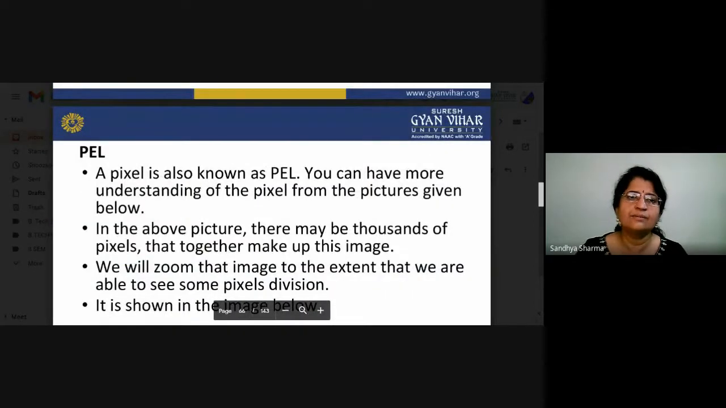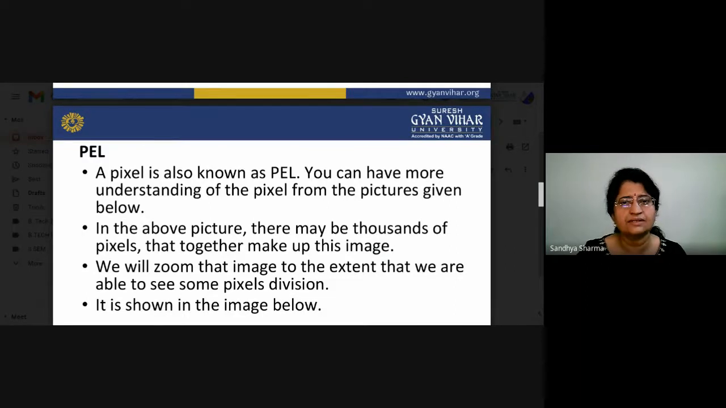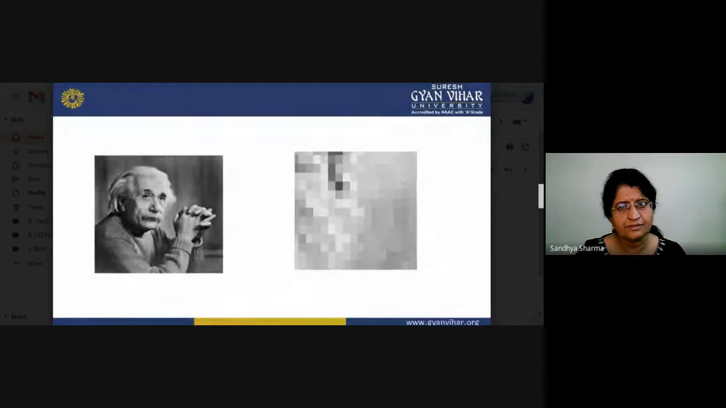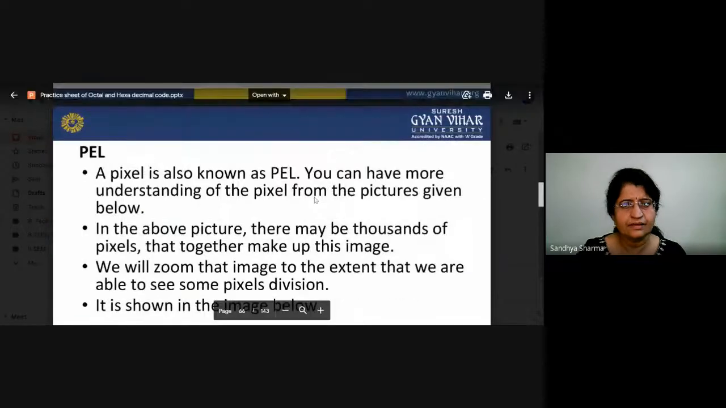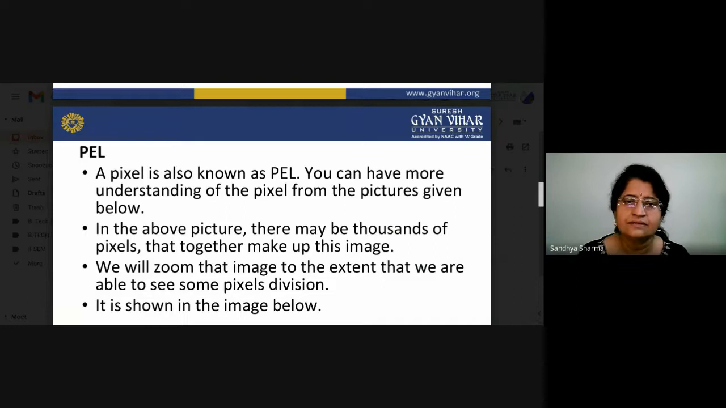Now we will see what a PEL is. Pixel is also known as a PEL. We can understand the pixel from the pictures given below. In the picture, there are thousands of elements. So you can see in this picture, there are thousands of pixels that together make the image.